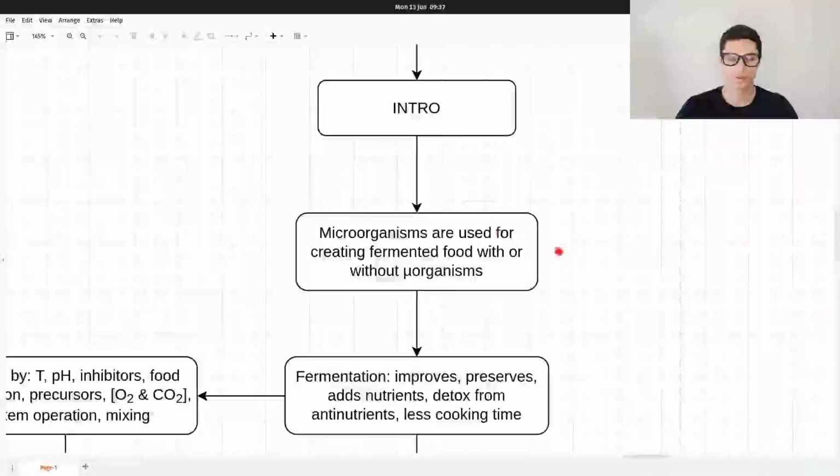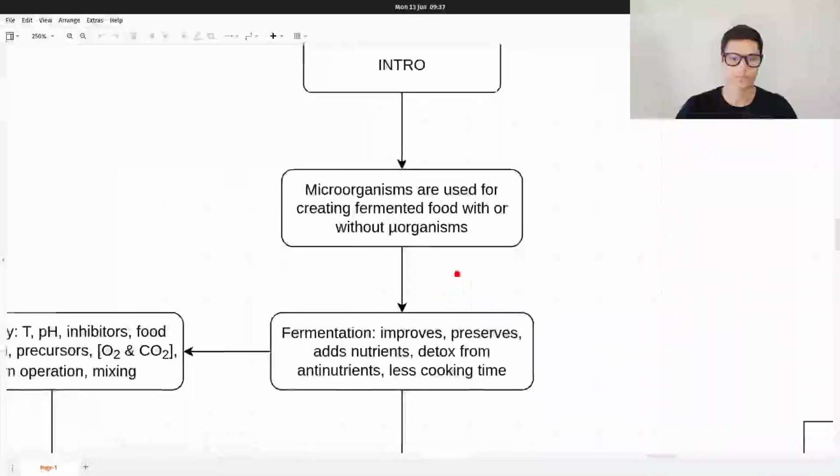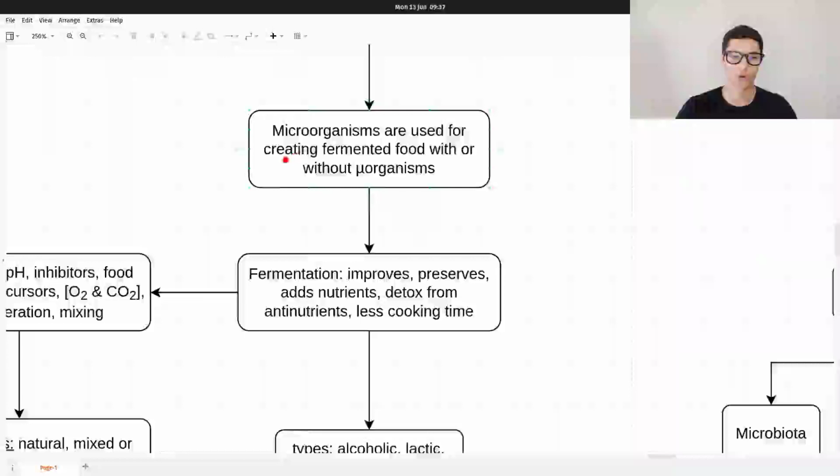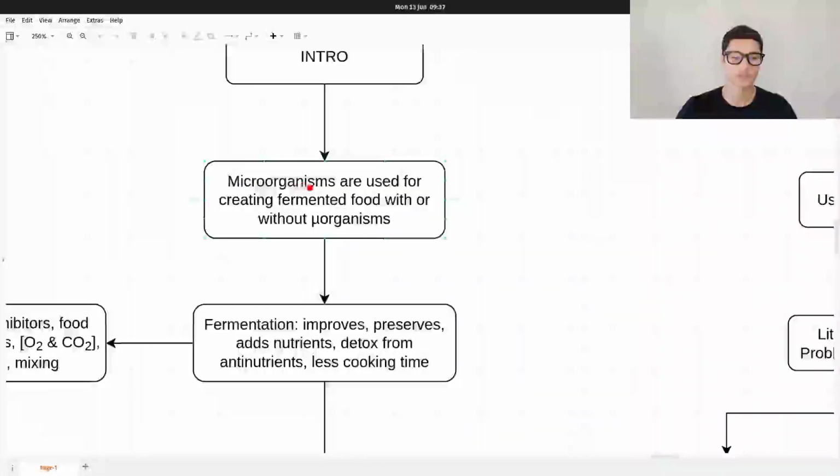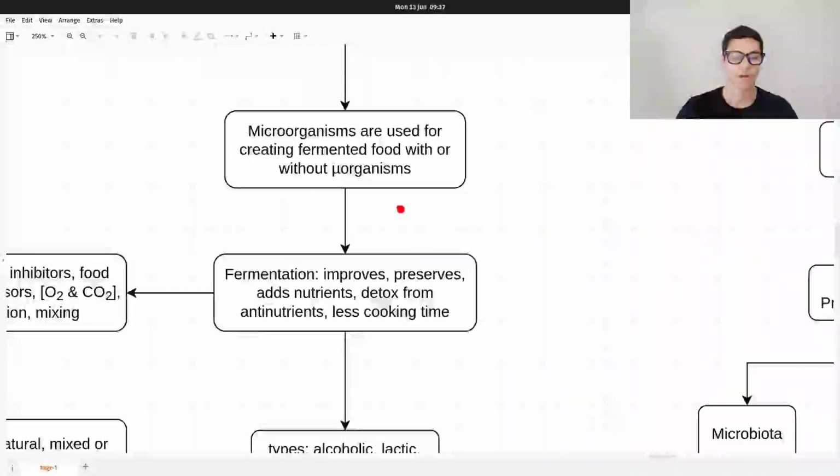Okay, if we start, we have the intro. Microorganisms are used for creating fermented food with or without microorganisms. Okay, so we use microorganisms to create fermented foods. And those fermented foods can have microorganisms or not. For example, the bread is a fermented food without microorganisms. But, for example, a cheese is a fermented food with microorganisms.